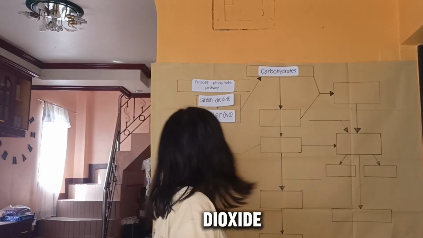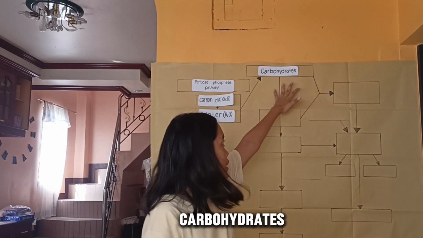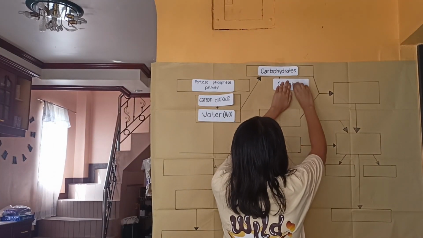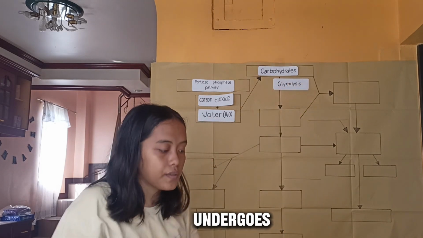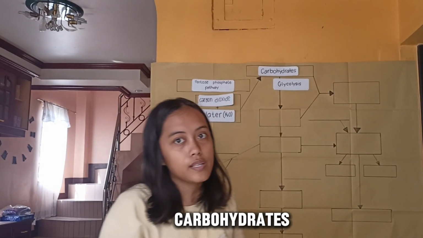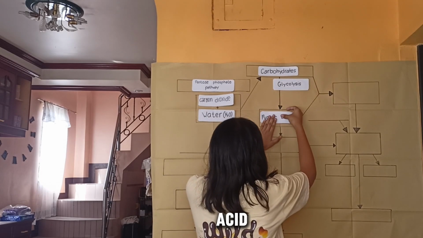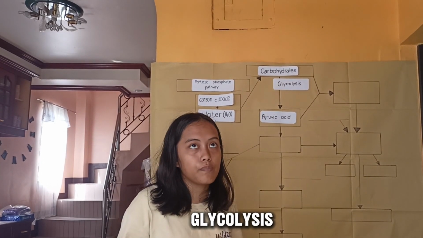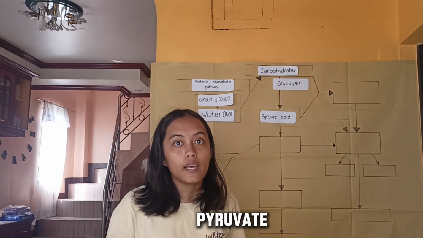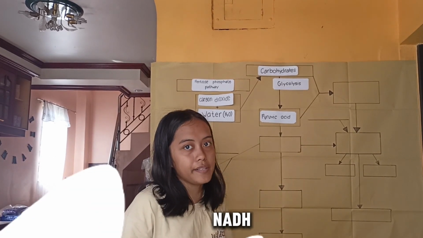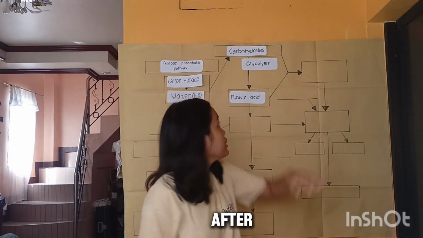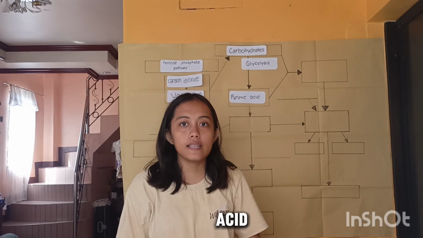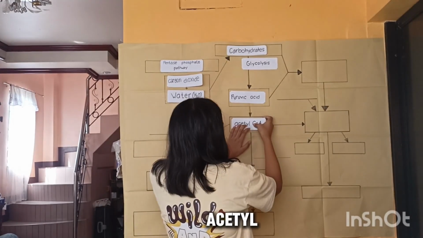So after carbon dioxide and water are converted into carbohydrates, carbohydrates now undergo glycolysis. As carbohydrates undergo glycolysis, they form pyruvic acid, breaking down glucose into pyruvate, yielding ATP and NADH. After glycolysis forms pyruvic acid, the pyruvic acid is converted into acetyl-CoA.